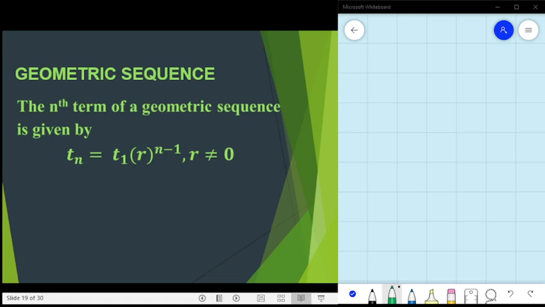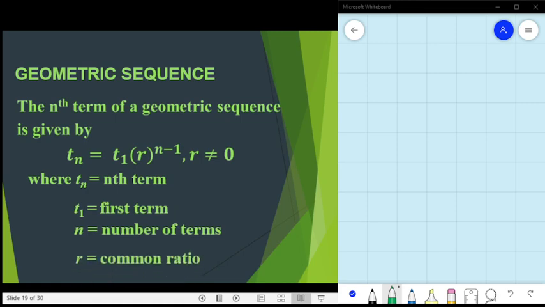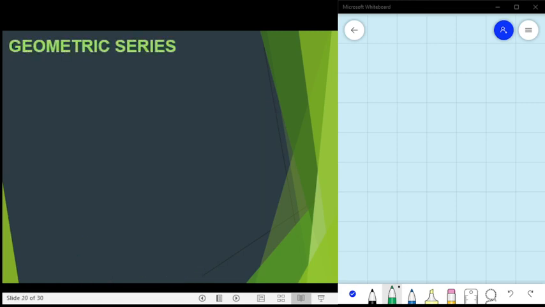Okay? So dili pwede kay kung magmulti ang imong r is 0, so 0 na tanan, diba? And then for this, the t sub n represents the nth term. Then t1 is the first term, n is the number of terms, and r is the common ratio.